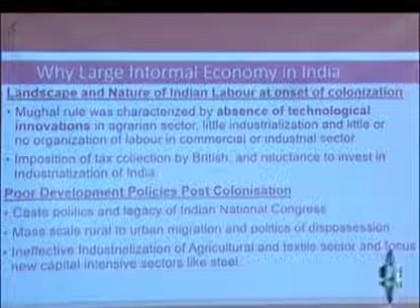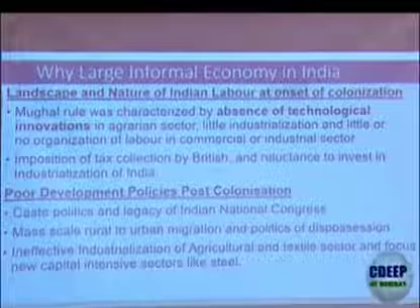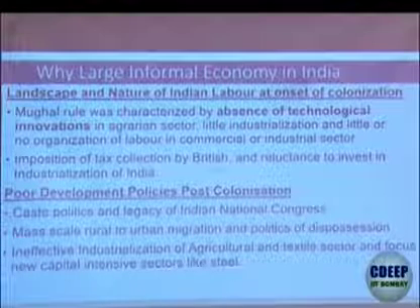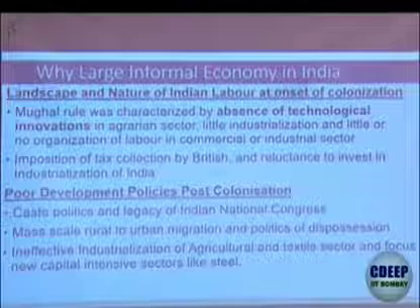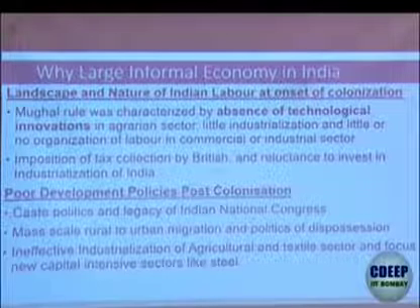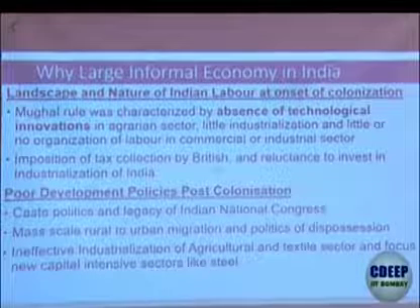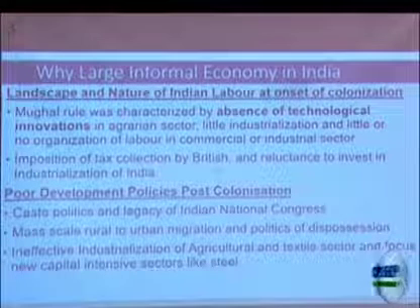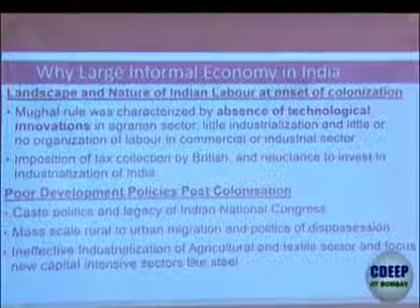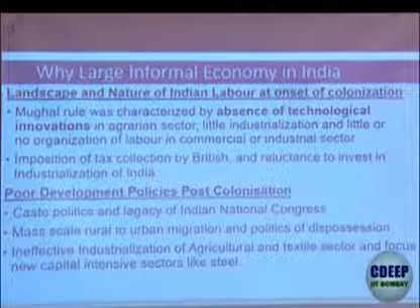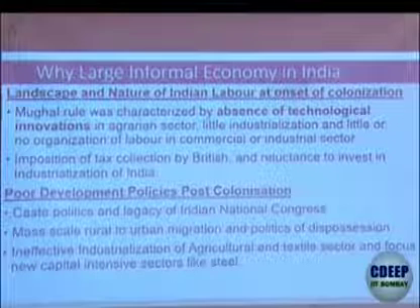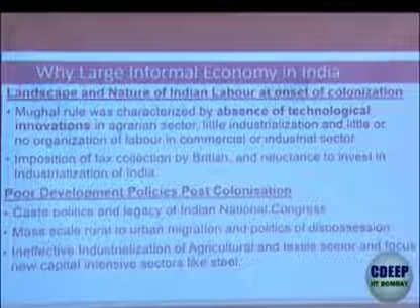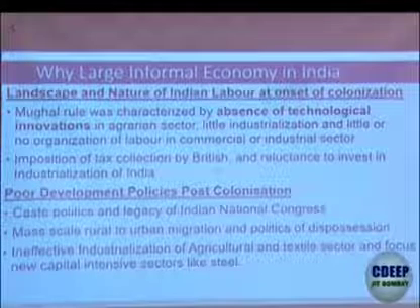So whatever little innovations there were, they were mostly in the weaving and textile industry. That's why India was predominantly an agricultural economy. So that large base of workers always remained unorganized and could never formalize. And then there was the imposition of tax collection by the British and their reluctance to invest in industrialization. Because of this reluctance, they could never form a formal group.